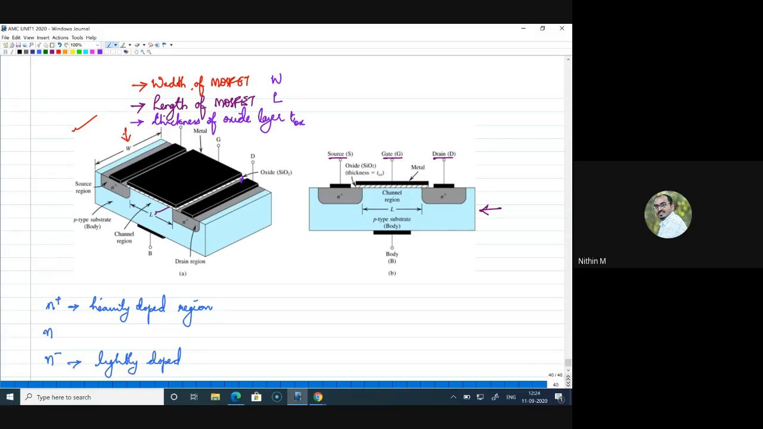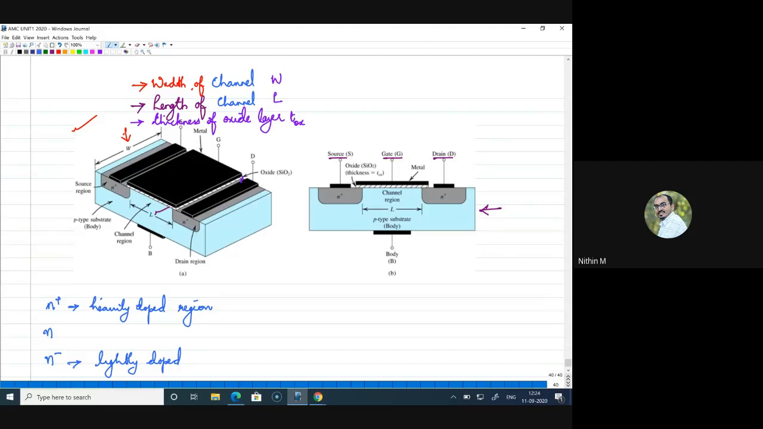Now, even though I wrote here the width of MOSFET or length of MOSFET, in fact, the width and length are defined for the channel. So we will come to that a little later. To be precise, maybe I'll write it right now. This is the width of channel, this is the length of channel, and the third dimension is the thickness of the oxide layer.